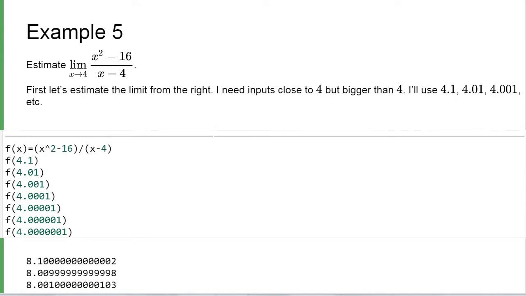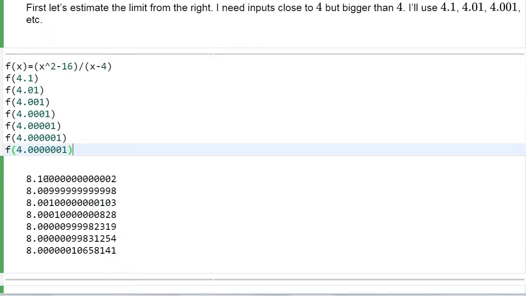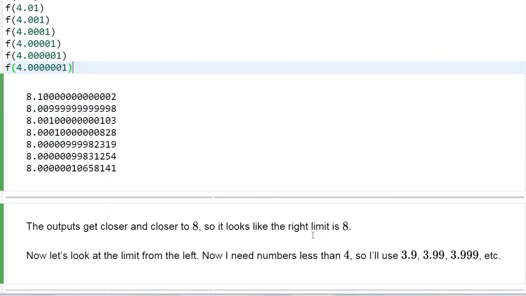Okay, here's another limit. X approaches 4 for this rational function. I need a list of numbers that approach 4 from the right. So here I chose 4.1, 4.01, and so on. You can see the pattern. I just add extra zeros in there, and I see what happens to the outputs. 8.1, 8.01, 8.001, and so on. These are getting more and more zeros. It looks like these outputs are getting closer and closer to 8. So I would conclude that the limit is 8.